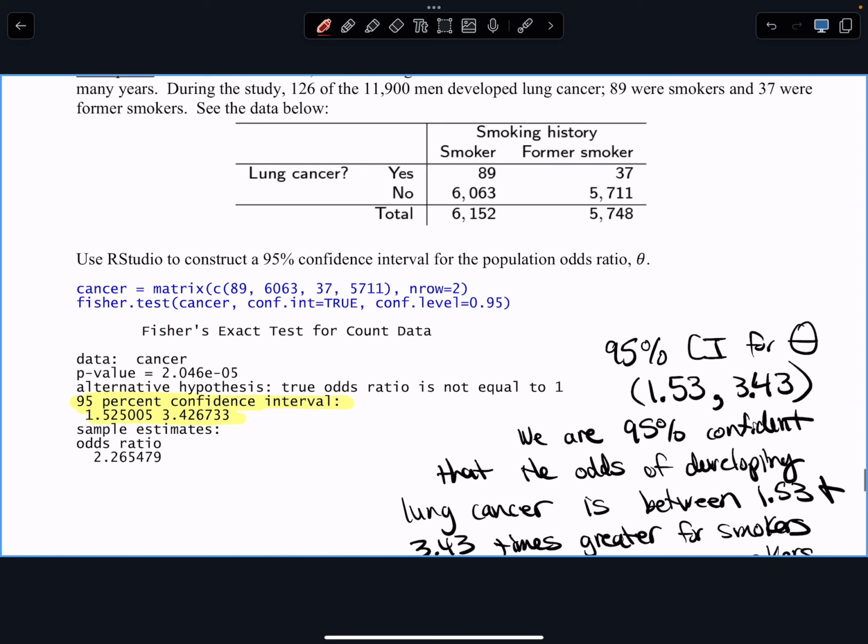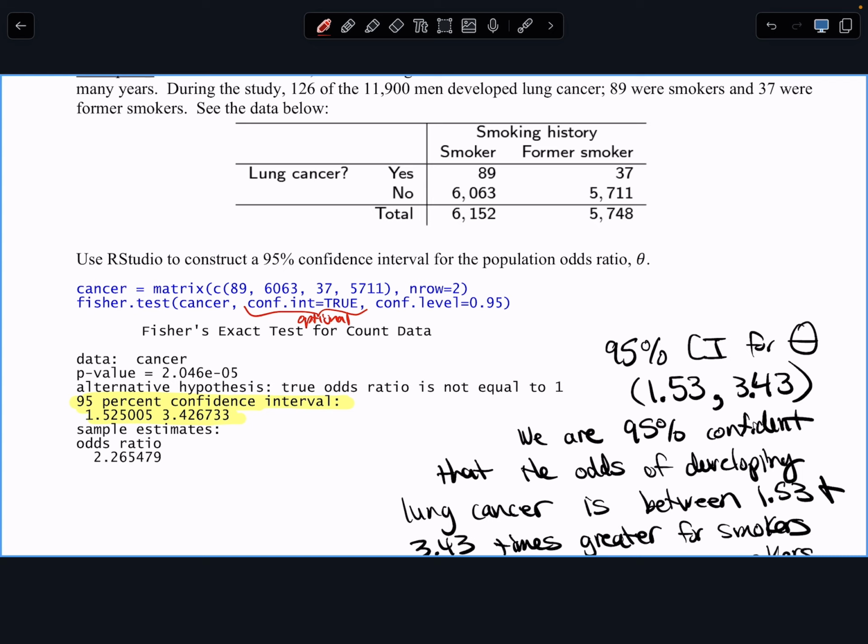Where I have this R code from our last class meeting when we went over this. I didn't mention this last time, but this conf.int equals true, that's optional. You don't have to write that line of code as part of your line of code. It's going to automatically give you the confidence interval, all right? So you can leave that off if you like in that line of code. It's not necessary.